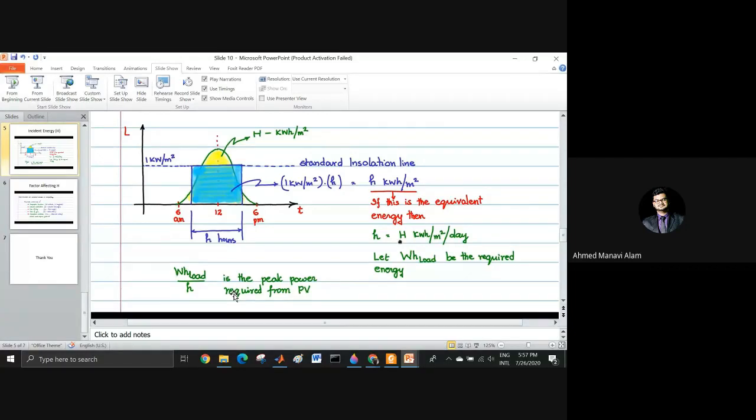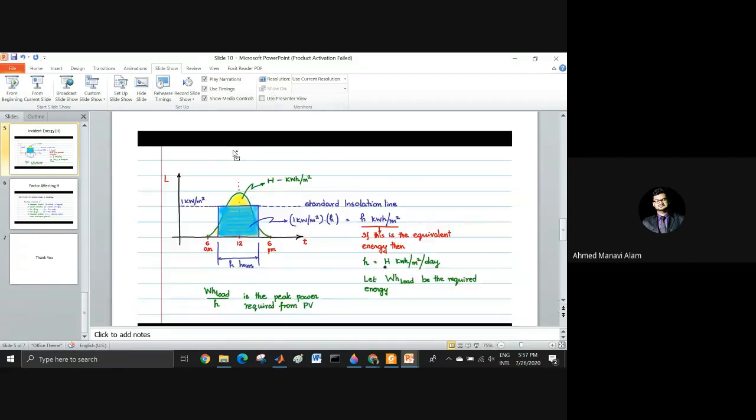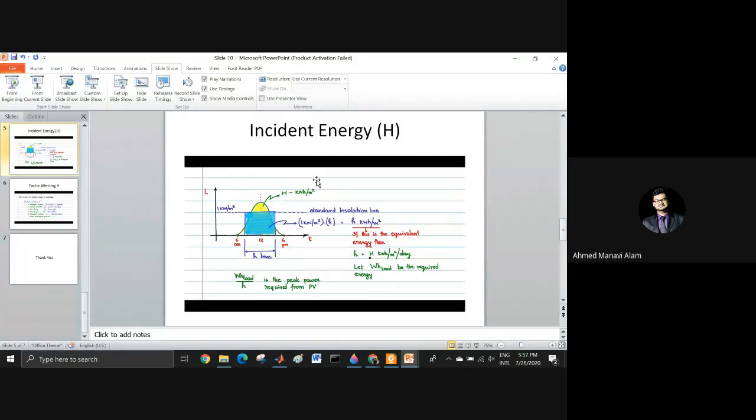আপনি ওয়ার্স্টের জন্য প্রিপেয়ার থাকবেন যে এত অ্যামাউন্টের জন্য আমাকে প্রিপেয়ার থাকতে হবে, then your device will be safe. ওকে, এই কারণে এটা আমাদের ইম্পর্টেন্ট. So now I hope you understand the incident energy. This incident energy is nothing but the multiplication of the solar insolation and time. By the multiplication, you are getting the energy that we are getting from the PV cell.